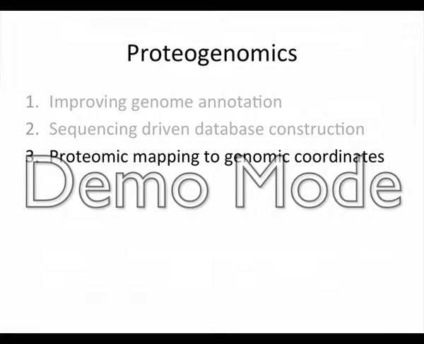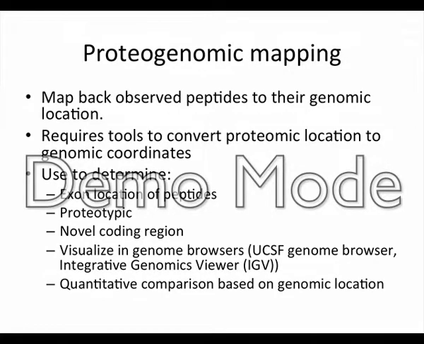Lastly, I'll just talk a bit about proteomic mapping to genomic coordinates. Once we've identified peptides from our mass spec using genomic data, it would be really great to map them back onto the genomic location. But this requires tools to convert proteomic data to genomic data. We want to be able to determine the location of the peptide within an exon, whether or not it's proteotypic, and if it's a novel coding region.